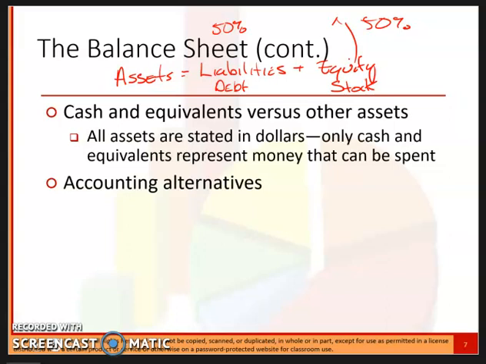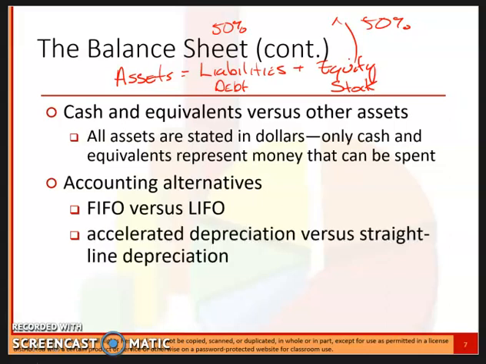Accounting alternatives: FIFO versus LIFO. Hopefully you remember FIFO is first in, first out, versus LIFO, last in, first out. This refers to inventory management, and it's very hard to compare a firm that uses FIFO versus one that uses LIFO.